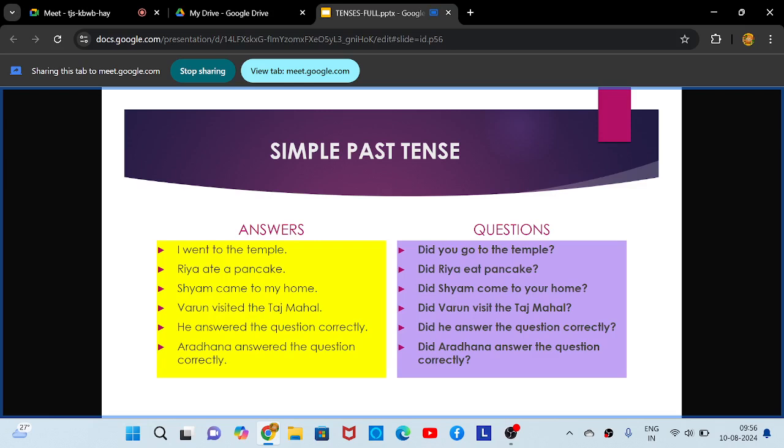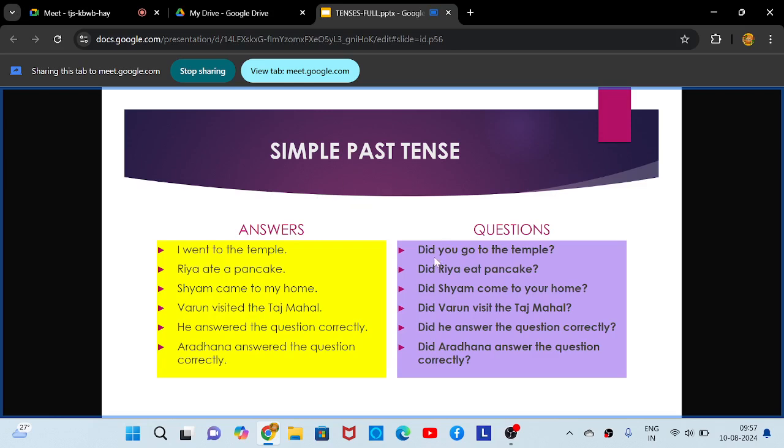Did Ria eat a pancake? Ria ate a pancake. Did Shyam come to your home? Shyam came to my home. Did Varun visit the Taj Mahal? Varun visited the Taj Mahal. Did he answer the question correctly? Yes, he answered the question correctly. Did Aradhana answer the question correctly? Yes, Aradhana answered the question correctly.